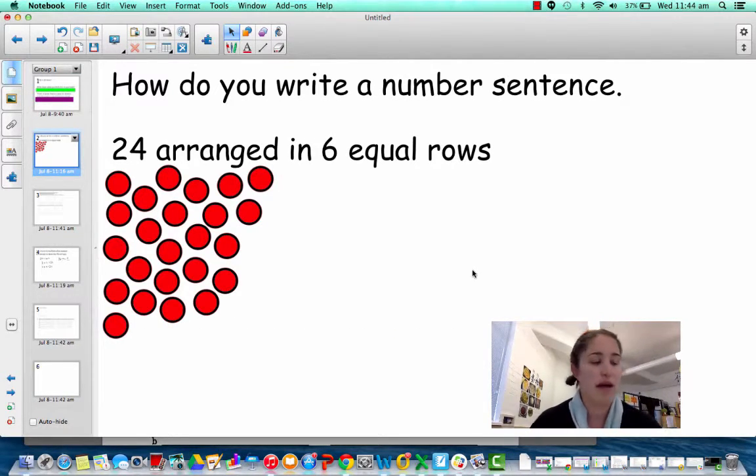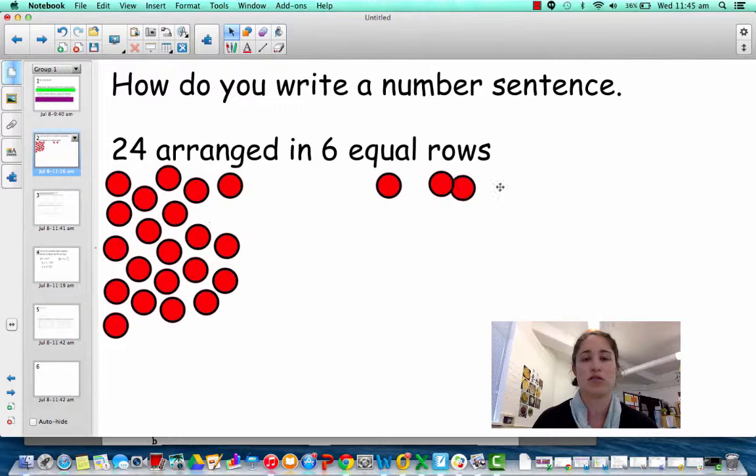Today we're going to be learning about how to write number sentences with division. So the first thing, I've got an example question here and you're going to work through the worksheet a little bit later on. But the first one I've got here is 24 arranged into 6 equal groups. So I have 24 counters that are here and I'm going to put them into 6 equal rows. So the way I'll do that is I'll just pull one out for each of my 6 rows. So 1, 2, 3, 4, 5, 6, and that's my 6 rows.